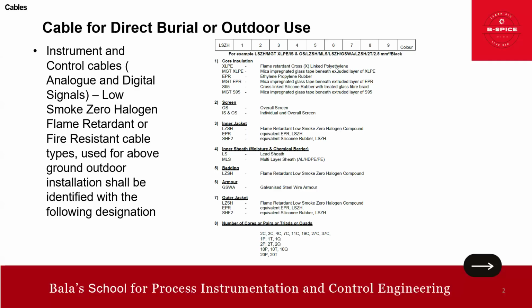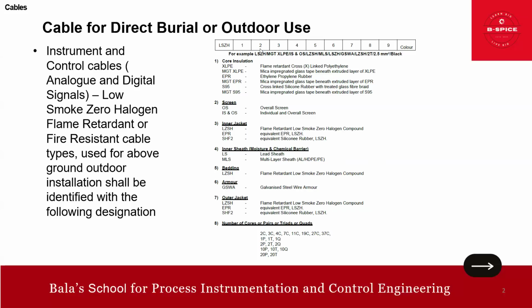XLPE means cross-linked polyethylene. MGT means mica impregnated glass tape. Okay. EPR means ethylene propylene rubber. MGT EPR means mica impregnated with EPR. Then S95 means cross-linked silicone rubber. MGT 95 means mica impregnated with the S95. So this is the core insulation.